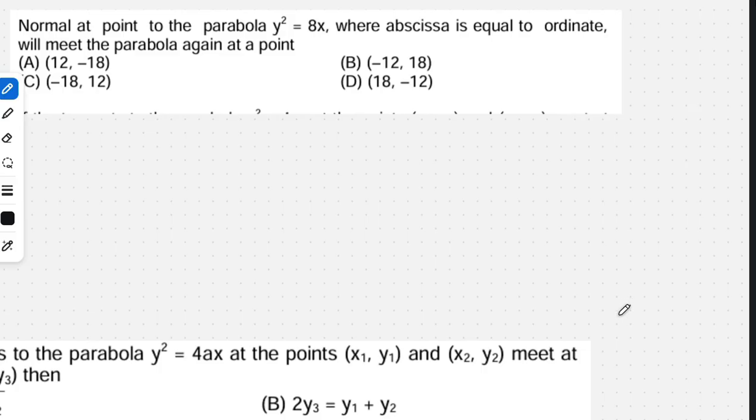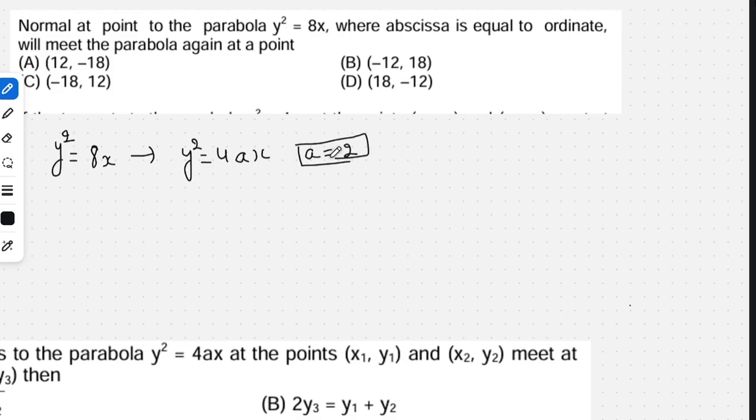of time. Okay, so here we are going to use some results, and for your convenience, I'll try to mention all the results that are used in this question. In fact, I will try to recap all the results related to normal of the parabola. Let's start. So we have here y square is equal to 8x. First thing you can do is compare it with y square is equal to 4ax, and you will get the value of a is equal to 2.